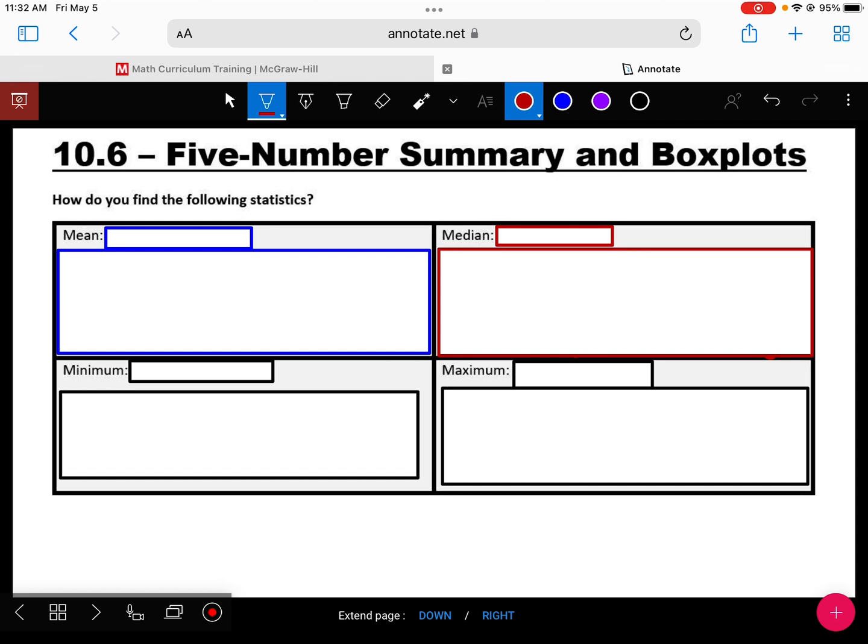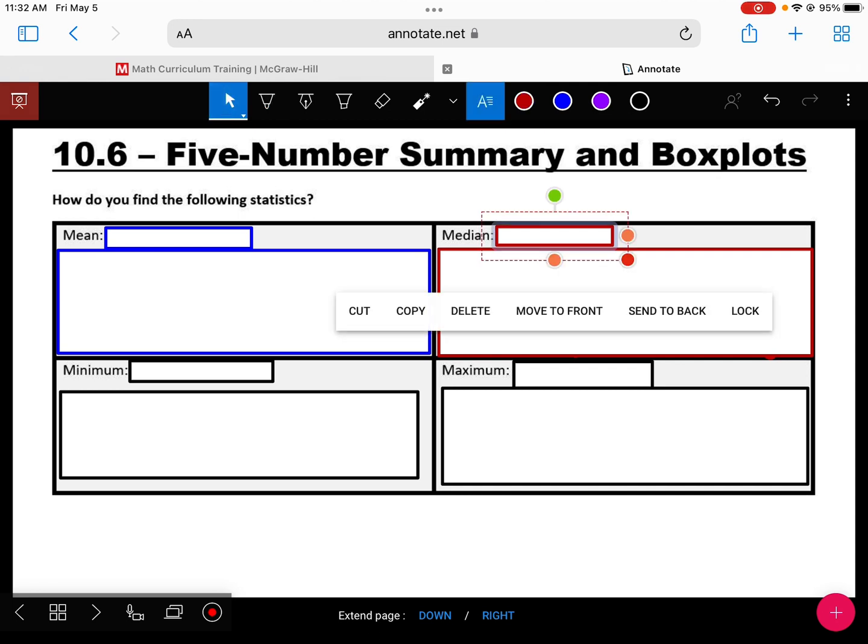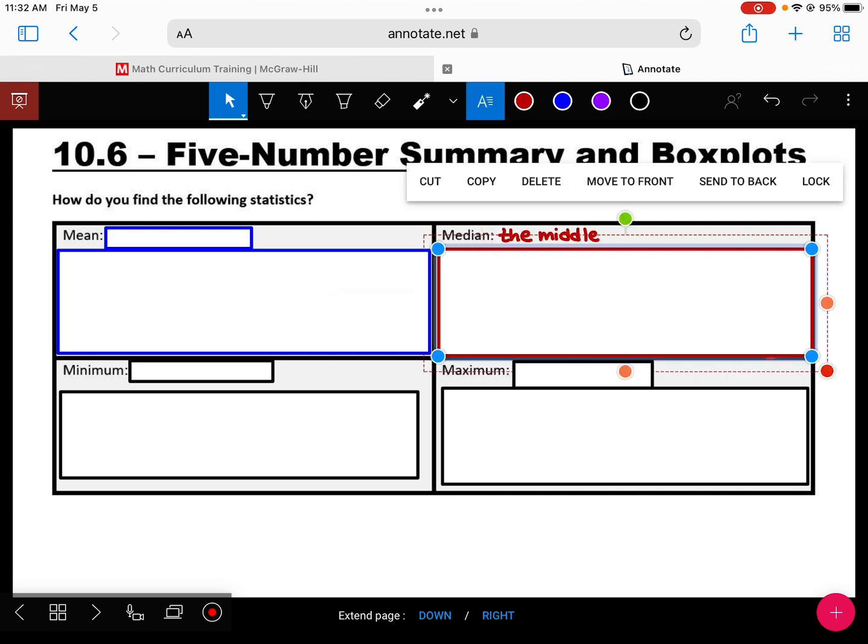The mean is one type of statistic. Have you guys ever found the mean? It's like you put them in order and you knock them off. No, that's the median. I like that. You put them in order and knock them off for the median, and knock them off until you get to where? To the middle. So the median is the middle.